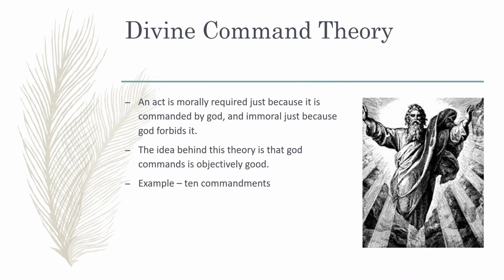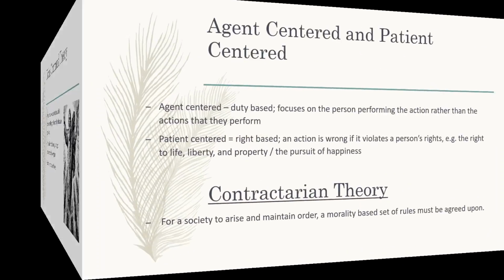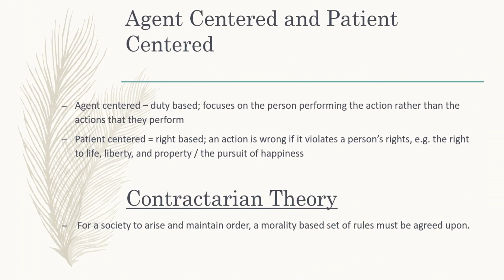Let's move on to our next theory, that is agent-centered theory or duty-based theory. It focuses on the person performing the action rather than the actions that they perform. And this can be further divided into two types, one where the focus is on the mental state of the agent, and another where the focus is on the nature of the agent's actions. And next is patient theory, which deals with rights and says that an action is wrong if it violates a person's rights. Example, the right to life, liberty, and property, or the pursuit of happiness, or against being used only as a means for producing good consequences without one's consent.